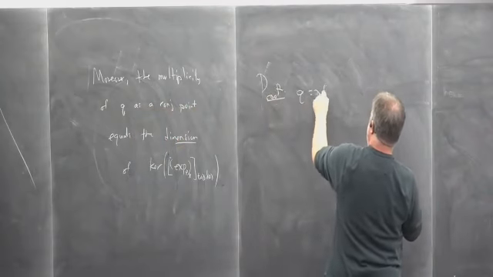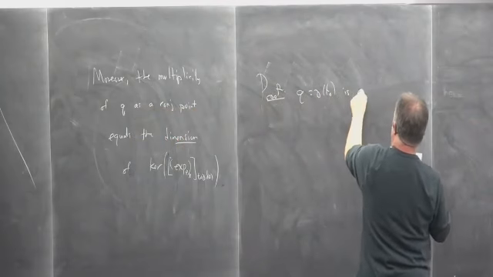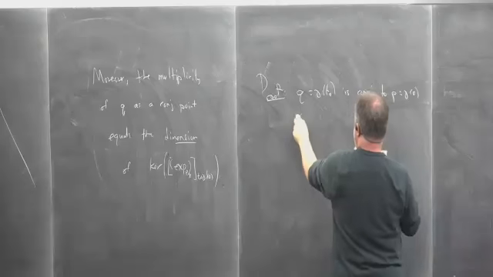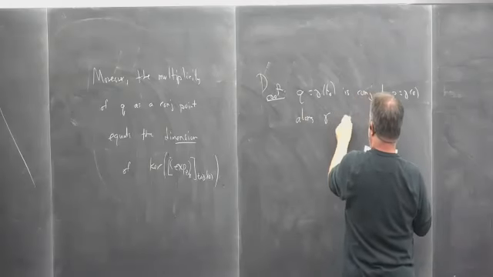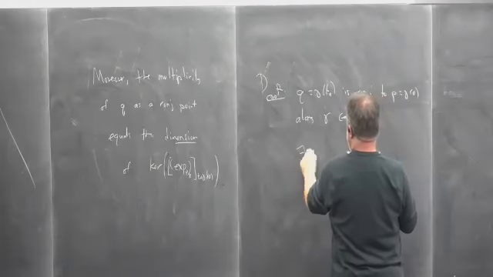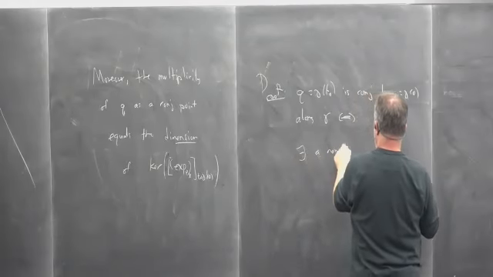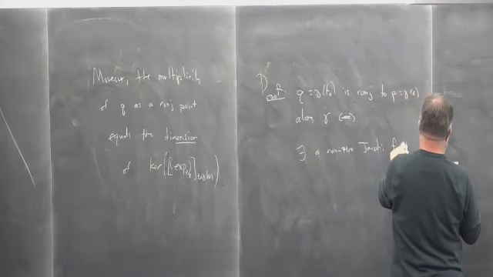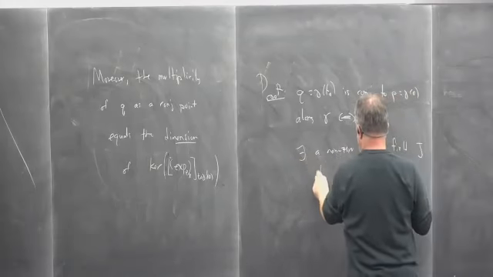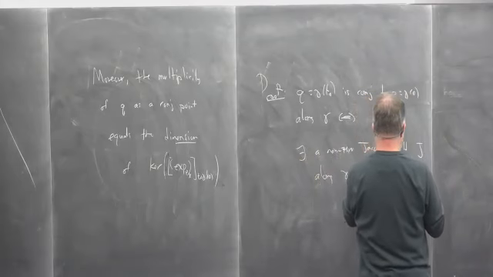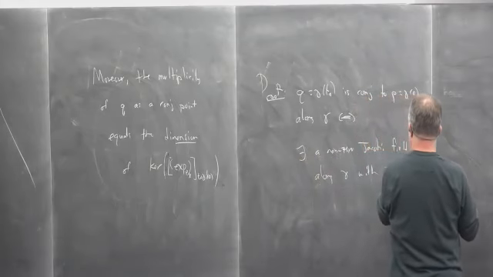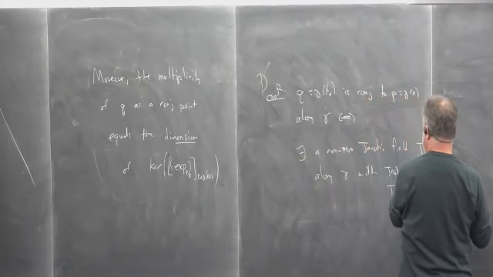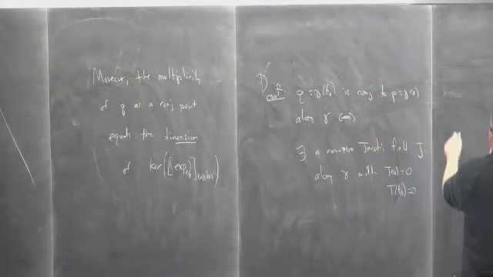So Q is conjugate to P along gamma if and only if there exists a non-zero Jacobi field J along gamma with J of 0 equals 0 and J of T naught equals 0. Right? That's just the definition of conjugate point.